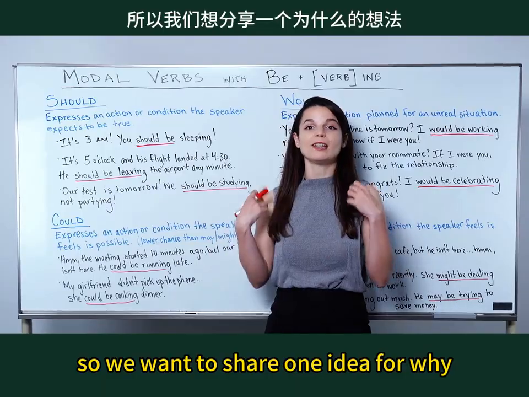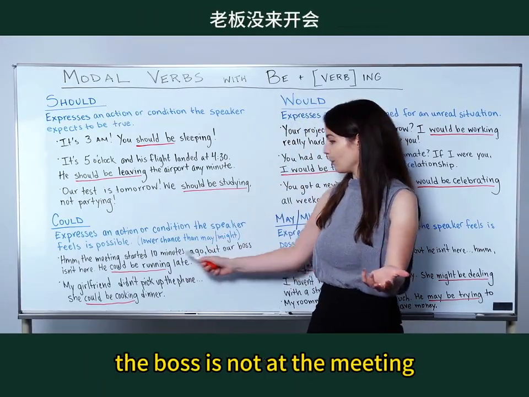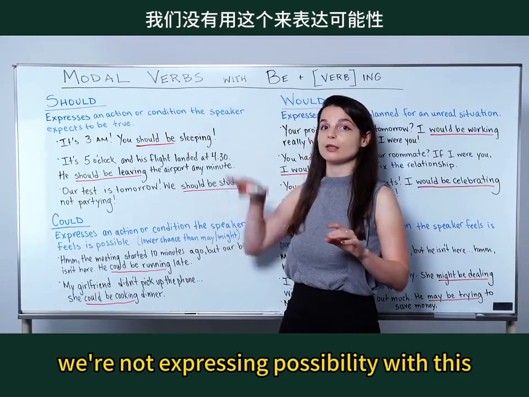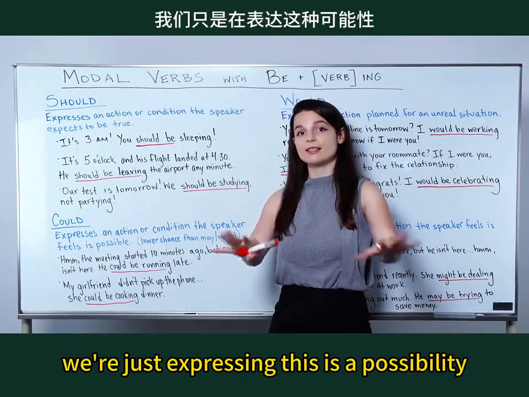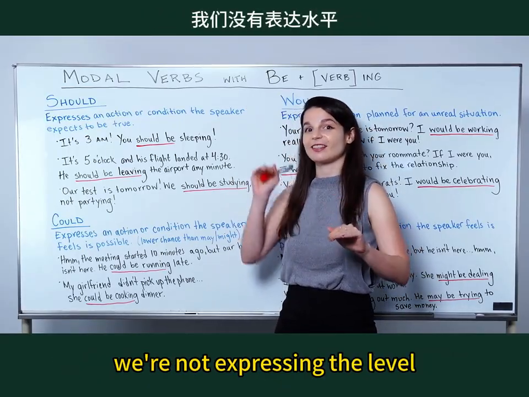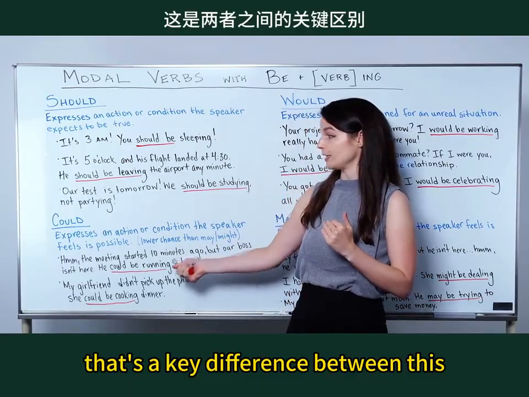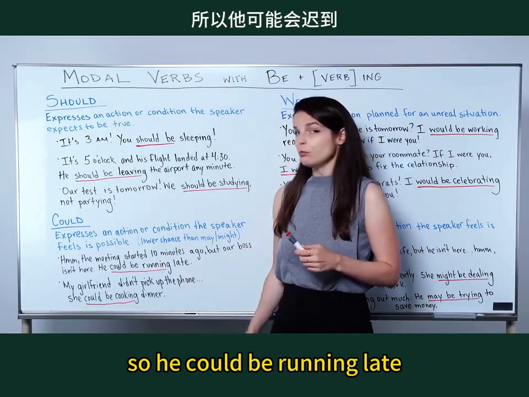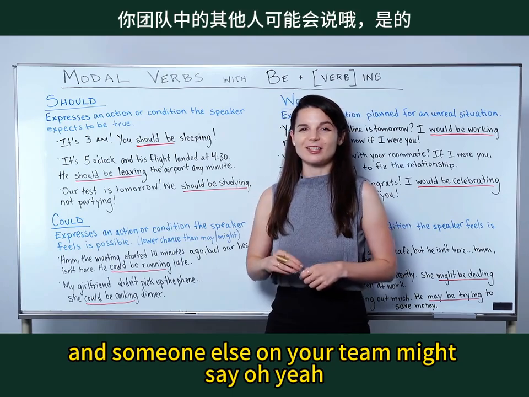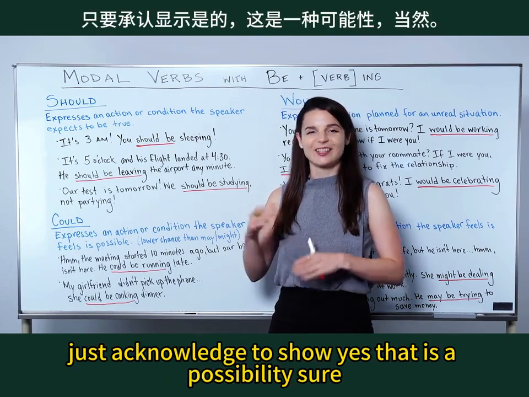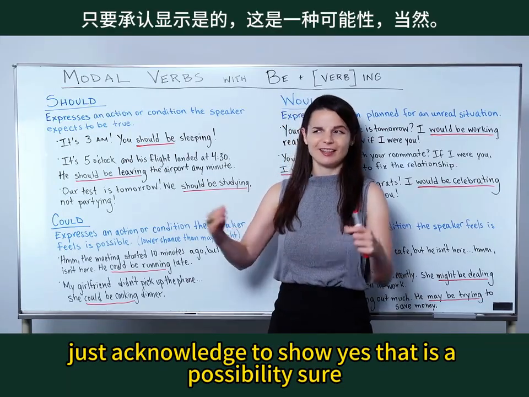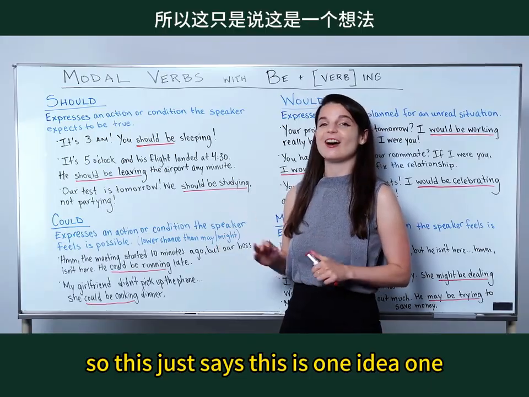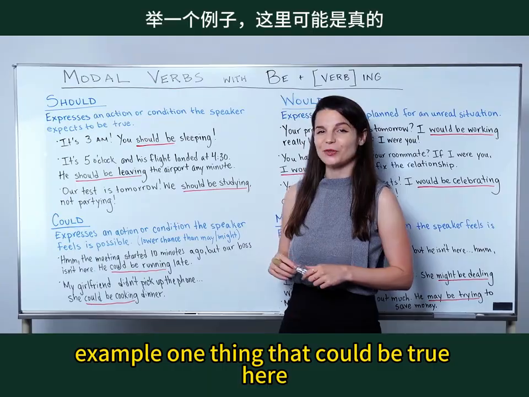So we want to share one idea for why the boss is not at the meeting. It's just one idea. We're not expressing the level of possibility with this. We're just expressing this is a possibility. That's a key difference between this and may and might, which I'll talk about later. So he could be running late, and someone else on your team might say, oh yeah, he could be. So just acknowledge to show, yes, that is a possibility, sure. So this just says, this is one idea, one example, one thing that could be true here.